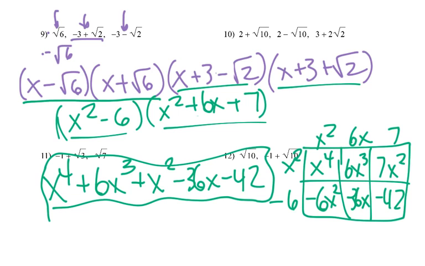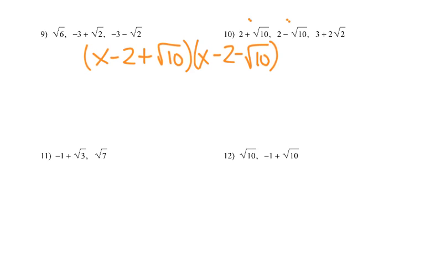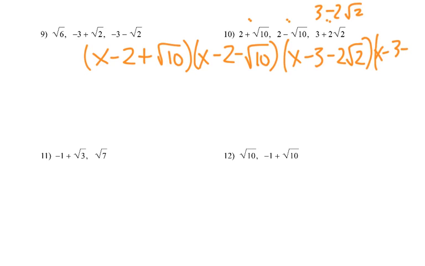Now, that was a lot of work for just those ones, wasn't it? So we're going to try to do as many of these ones as we can, just to give you those examples. So I've got the conjugates here. The factors are going to be x minus 2 plus the square root of 10 and x minus 2 minus the square root of 10. Now this one is going to be x minus 3 minus 2 root 2. But because I need its conjugate, I also need x minus 3 plus 2 root 2.